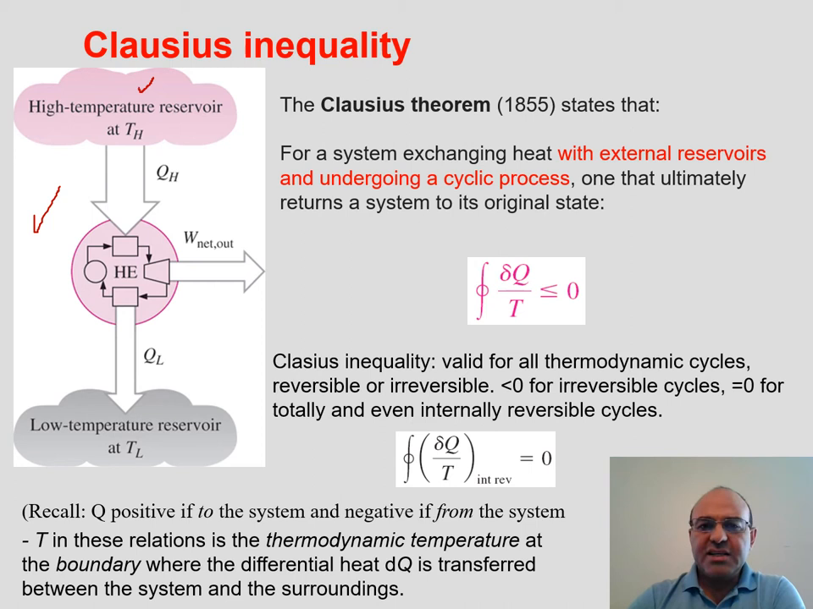So the Clausius theorem, 1855, states that for a system exchanging heat, like this heat engine, the heart of this heat engine, with external reservoirs and undergoing a cyclic process, like a power plant, one that ultimately returns the system to its original state, we can say that the cyclic integral, or the contour integral, of delta Q over T is less than or equal to zero.